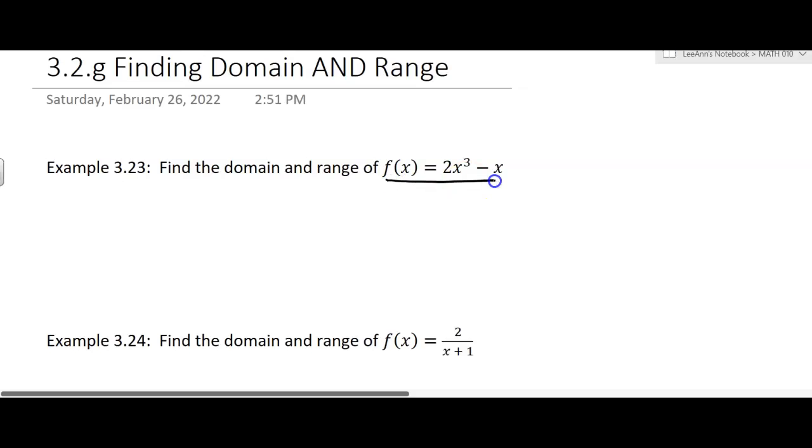Now in this first function, is there any restriction on the domain? Is there anything that says, hey, I might be dividing by 0? No, there's no division in it. And is there any radical that I'm taking? No, there's no radicals. So the domain is all real numbers here.